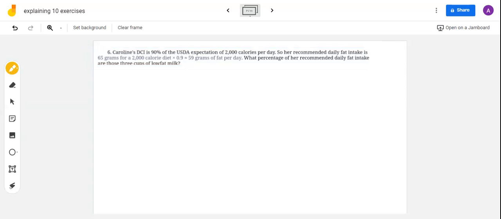Caroline's DCI is 90% of the USDA expectation of 2,000 calories per day. So her recommended daily fat intake is 65 grams for a 2,000 calorie diet times 0.9, which is about 59 grams of fat per day. What percentage of her recommended daily fat intake are these 3 cups of low-fat milk?